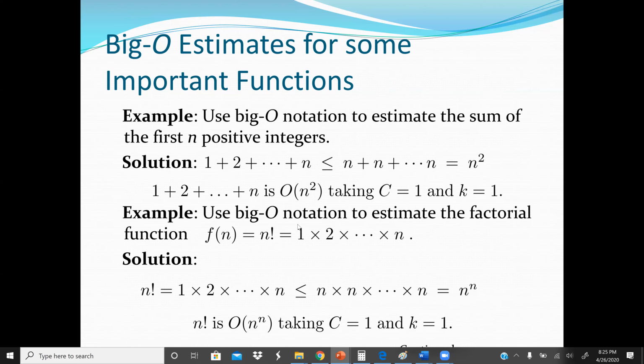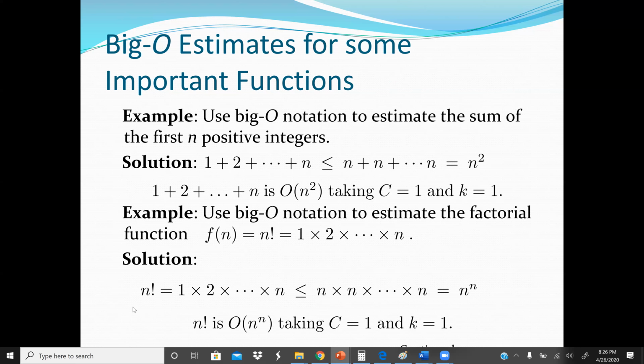And using big O notation to estimate the factorial. Again, factorial of a number means, a factorial of 5 means 1 times 2 times 3 times 4 times 5. So if I'm looking for a factorial of 5, then I'll multiply the values 5 times, from 1 to 5. If factorial of 10, 1 to 10.